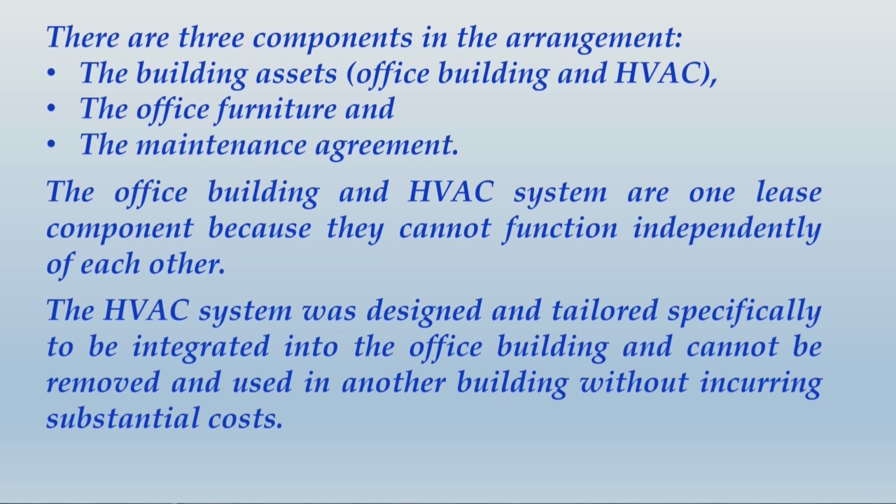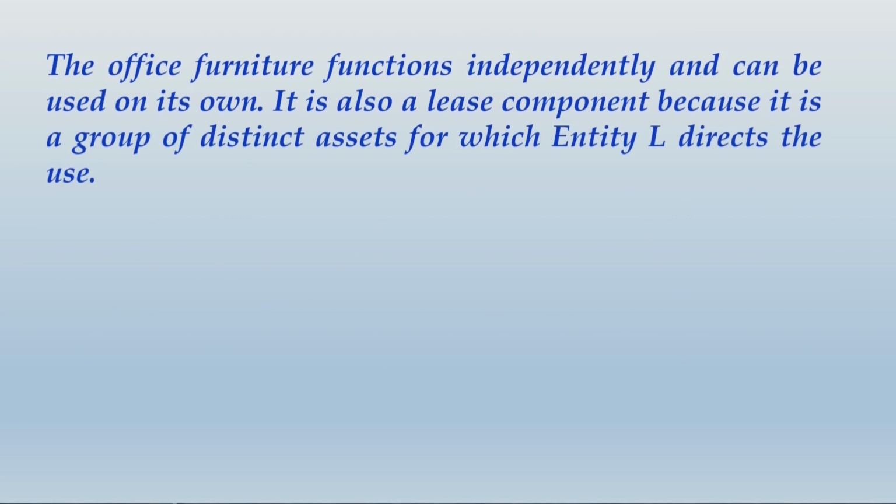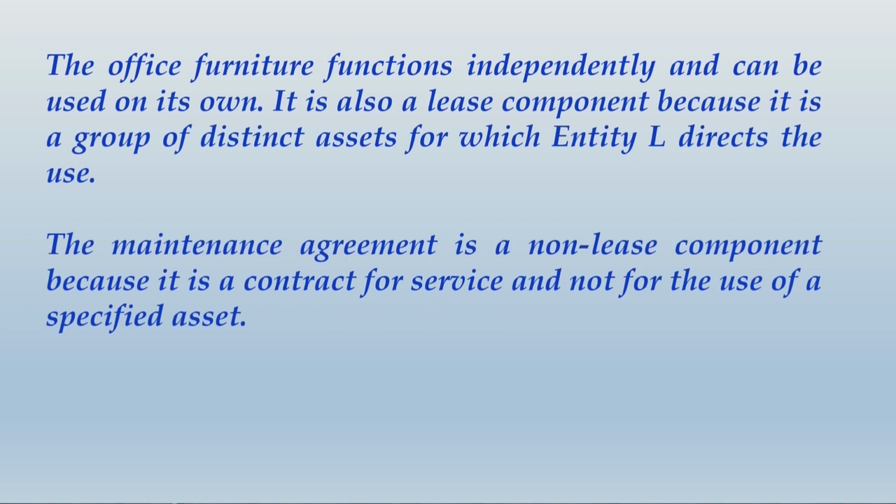Alright friends, you would have finished writing this part of the answer. Let us move ahead and write up the later part. We would say the office furniture functions independently and can be used on its own. It is also a lease component because it is a group of distinct assets for which entity L directs the use, and the maintenance agreement is a non-lease component because it is a contract for service and not for the use of a specified asset.